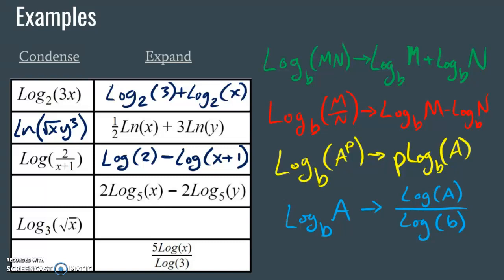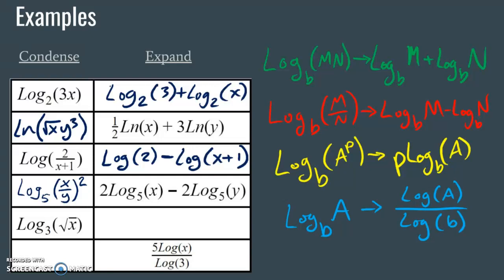On our fourth example, subtraction between two logs becomes a fraction, becomes division. So we have log base 5 with x and y in division form. But notice they both have the 2 exponent, so we can actually put them together as one exponent on both of them.